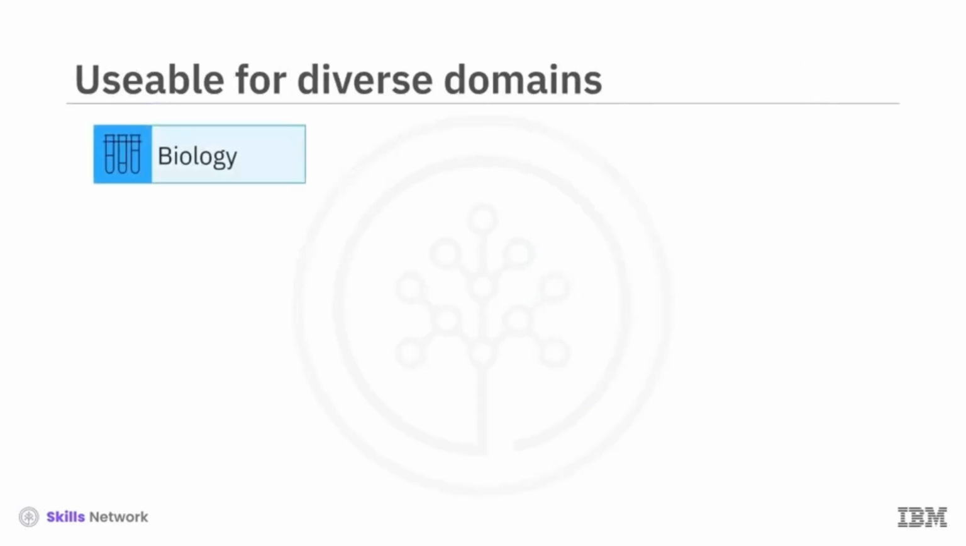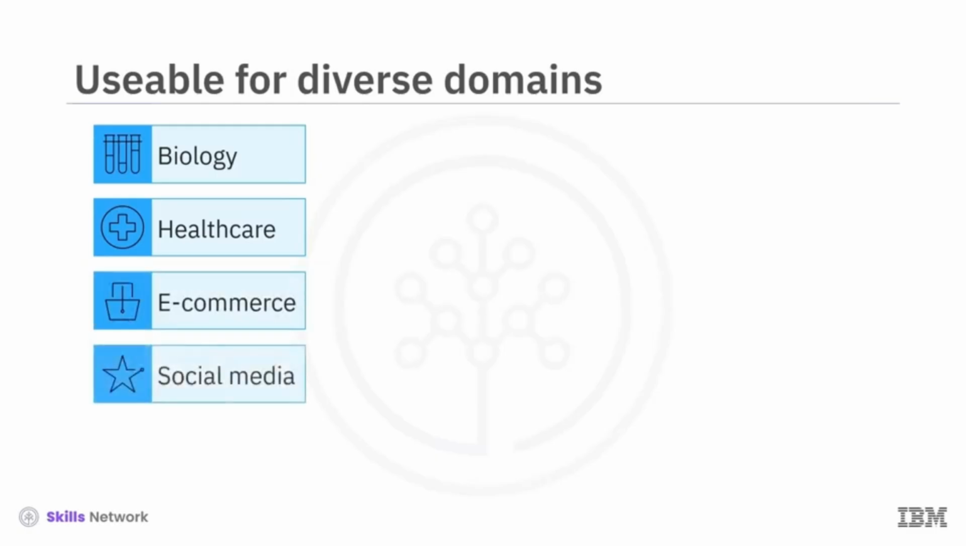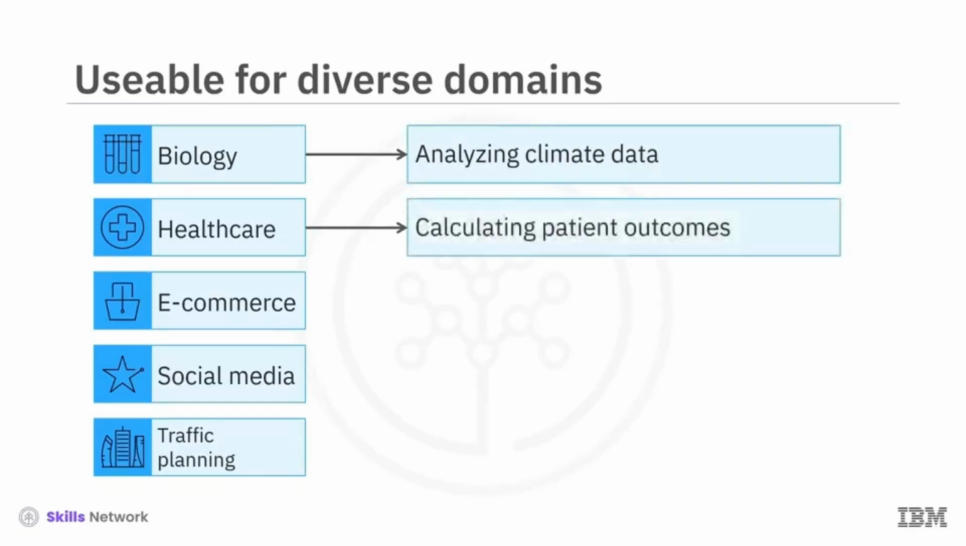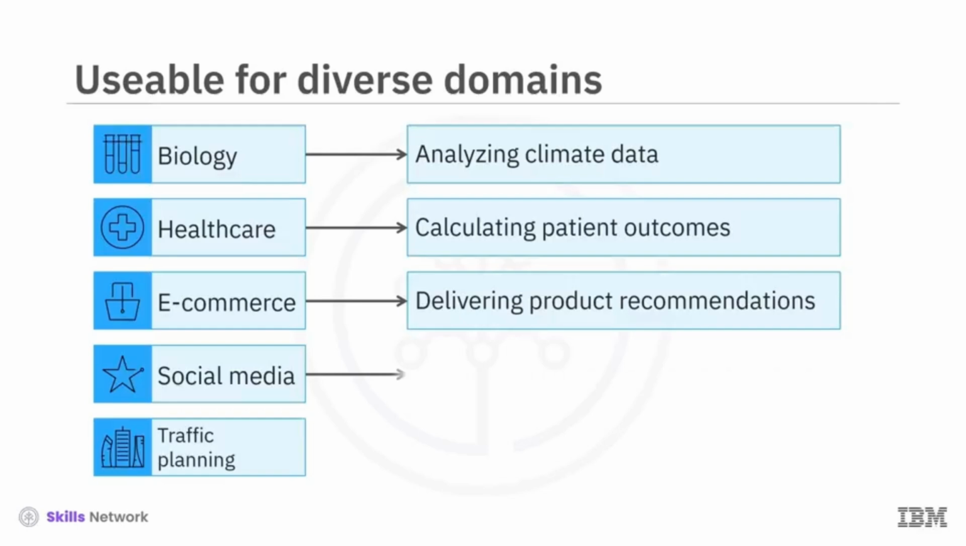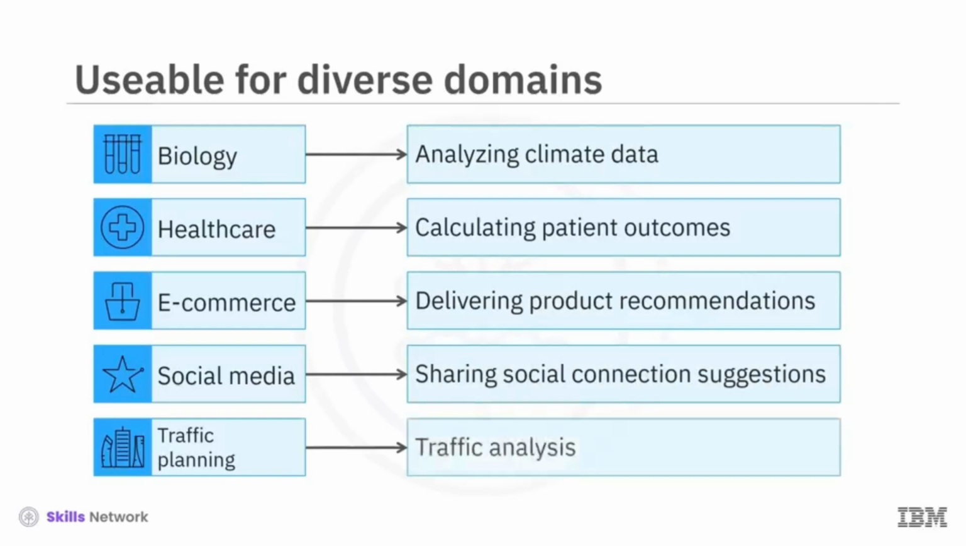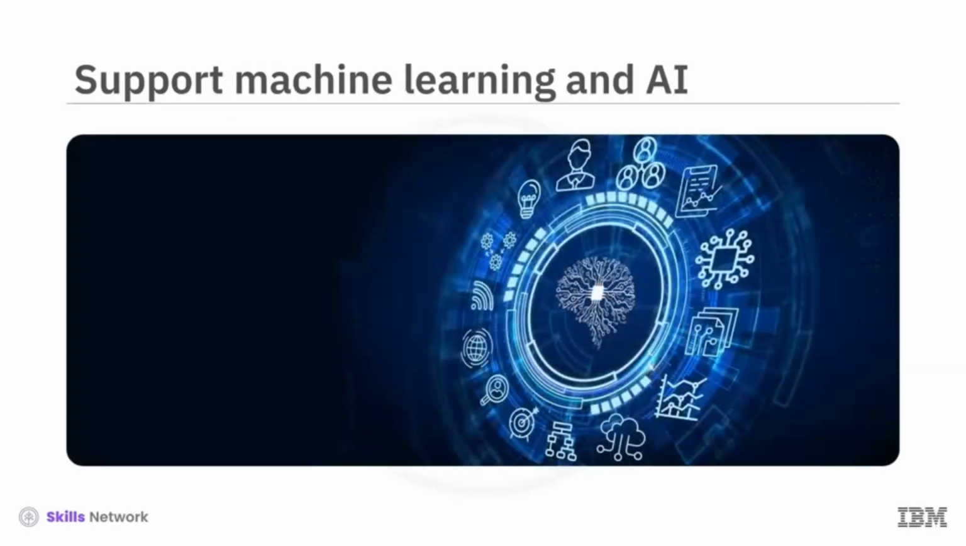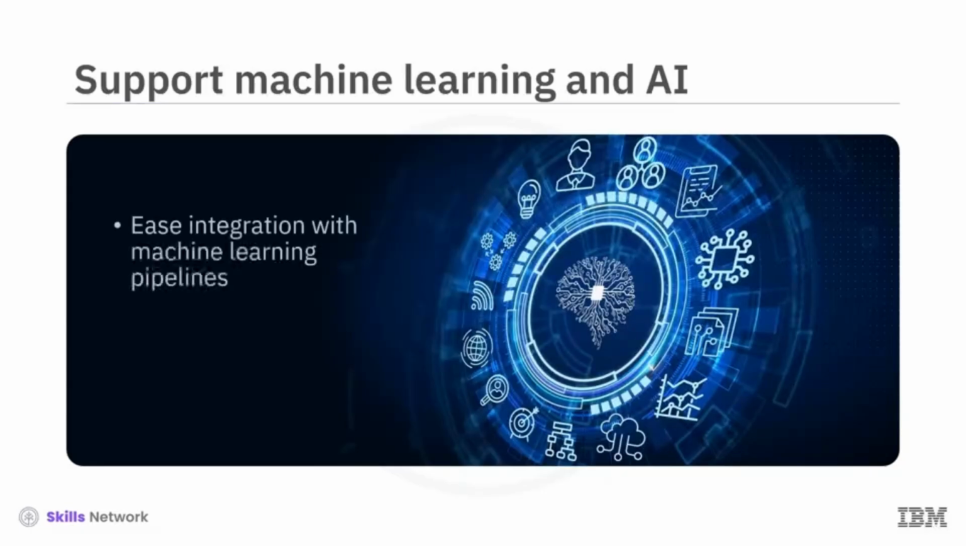Whether your domain is biology, healthcare, e-commerce, social media, or traffic planning, your industry depends on the ability to store and analyze enormous amounts of data quickly. Vector databases can help with climate analysis, calculating patient outcomes, delivering product recommendations, sharing social connection suggestions, and conducting traffic analysis. Vector databases are an integral component of machine learning and artificial intelligence (AI) systems. They are a natural way to store and explore machine learning data. Vector databases easily integrate into machine learning pipelines and speed up the creation and release of AI-powered apps.